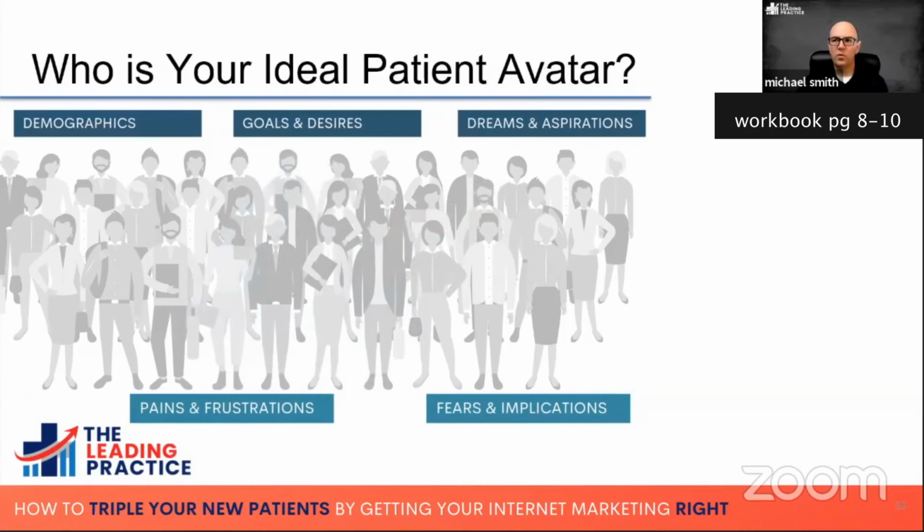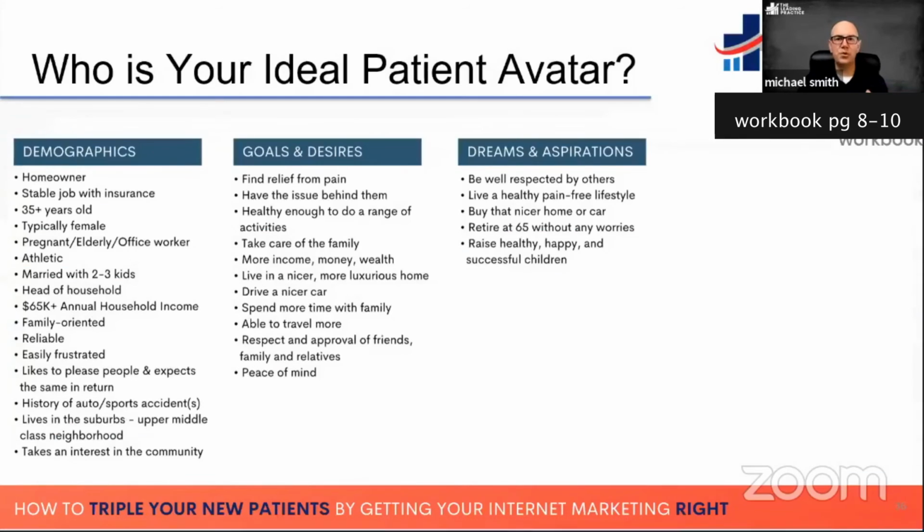Now, how do we determine what our ideal patient is? Well, it's important to do that, right? It's important to identify your patient, what's called an avatar. Now, if you're not familiar with what an avatar is, it's basically a way of describing your ideal patient, their demographics, their goals, desires, their dreams and aspirations, what are their pains and frustrations, what are their fears, what is it that drives them, right? So pages 8 to 10 of our workbook give you some nice lists of things that you can use to define your ideal patient avatar.